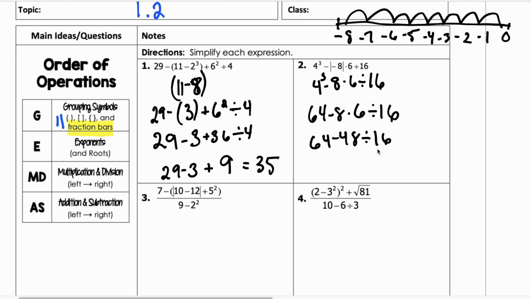So 48 divided by 16 is going to be 3. And it is a negative 3, right? Because there's a negative symbol right here. So we're going to bring that down. So now we have 64 minus 3, which is going to be 61. And there's our answer.